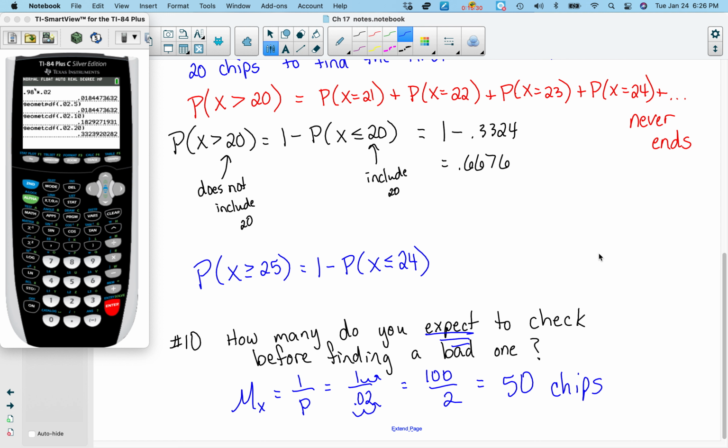So that is it for the geometric model. And so you should be able to do problems that I have assigned regarding this.